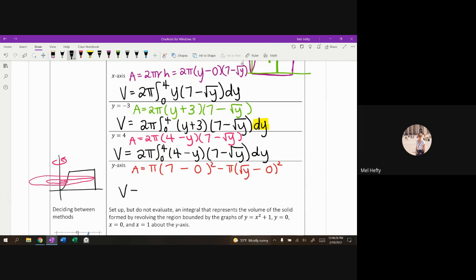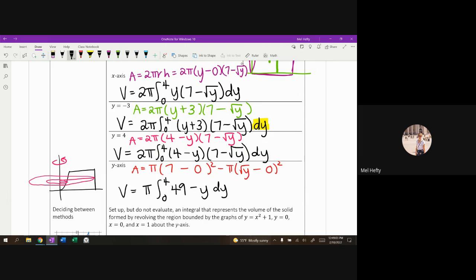Transferring to volume, I've got 2 pi. No, I don't. I lied. I've got 2 pi's that I'm factoring out, so just one singular pi. 7 squared is 49. Square root of y squared is y. So this one, a good example of something I would ask you to integrate by hand. Thoughts on bounds? 0 to 4. Again, region and variable specific. Since that region's the same and I'm still using y, it's still 0 to 4.